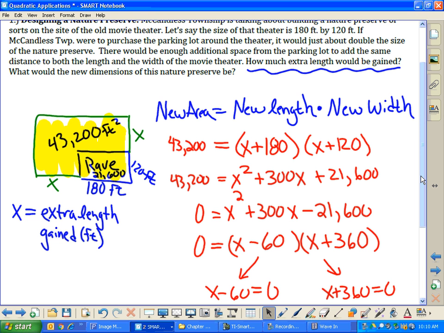Go, Maddie. Yes, very good. And then it also asks us, what would the new dimensions of this nature preserve be? Go ahead, Hannah. Perfect. 240 feet by 180 feet. Are there questions about this one?